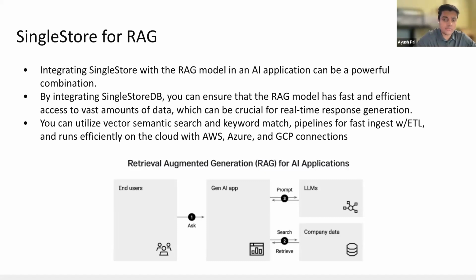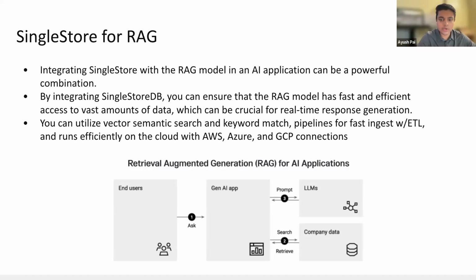Furthermore, SingleStore facilitates advanced search functionalities like vector semantic search and keyword matching, which are integral to RAG's retrieval step. This ensures that the search is based not only on keyword frequency but also on the contextual meaning of the query itself, which leads to much more accurate and relevant data retrieval.